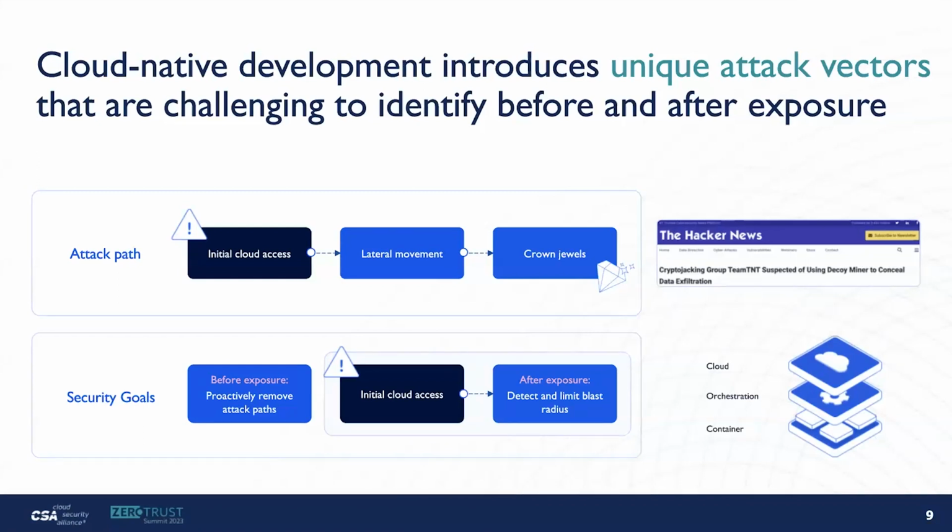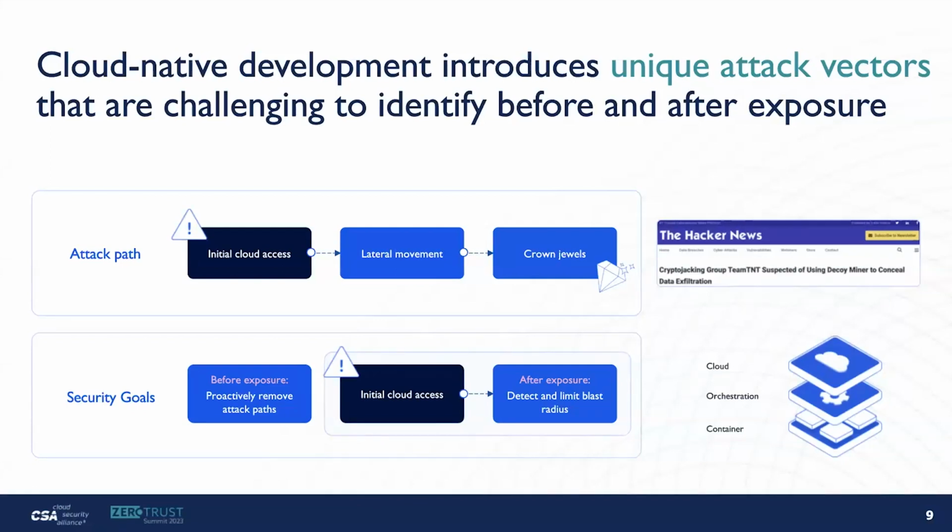An example of this occurring recently is the Team TNT attack. In this case, they followed the steps of finding initial cloud access, which came in the form of a container. Once they got access to that container, they moved laterally in the environment to look for the crown jewels. Once they found the crown jewels, they didn't exfiltrate the data right away, which would have alerted the security team. What they actually did was they deployed a decoy miner to a container to distract the security team while simultaneously exfiltrating the data. So you can see how attackers, by leveraging these toxic combinations, are quite clever in how they're attempting to exfiltrate sensitive data from businesses.